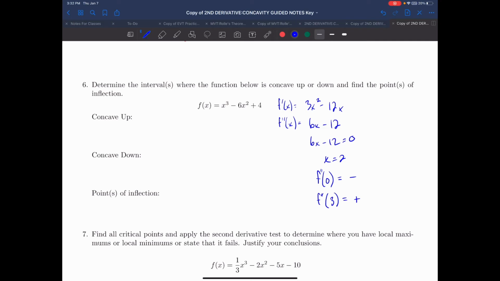So this is about concavity. If the f double prime of 0 is negative, that tells us that the function is concave down on that interval. So if I were to draw a number line again, I put the 2 here, and it goes from negative to positive. It's concave down where the second derivative is negative. So this would be concave down from negative infinity to 2, and concave up from 2 to infinity.